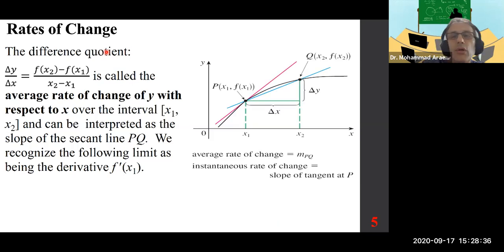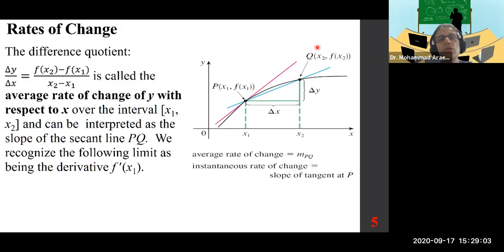Now, we have blown up the previous graph just for the sake of argument so everybody can see. This distance of delta x is really very small, but we are blowing up the graph so we can see that. So the idea is that Q gets closer and closer to P. The average rate of change, M of PQ, becomes the instantaneous rate of change, the slope of a tangent line, okay?